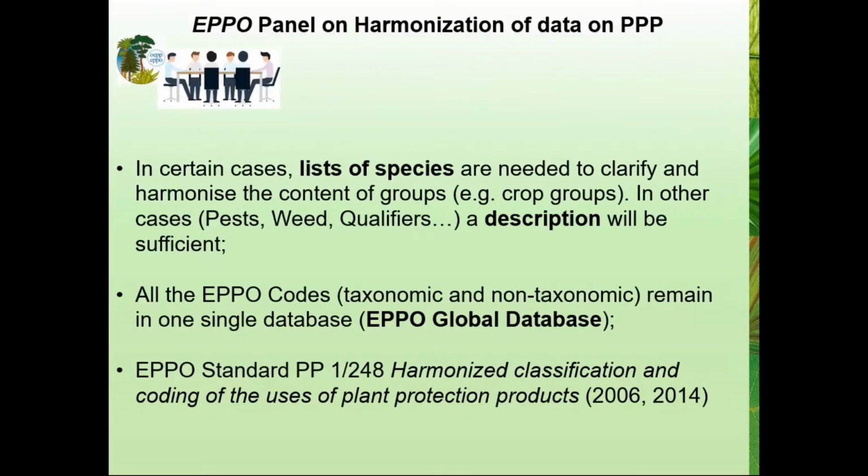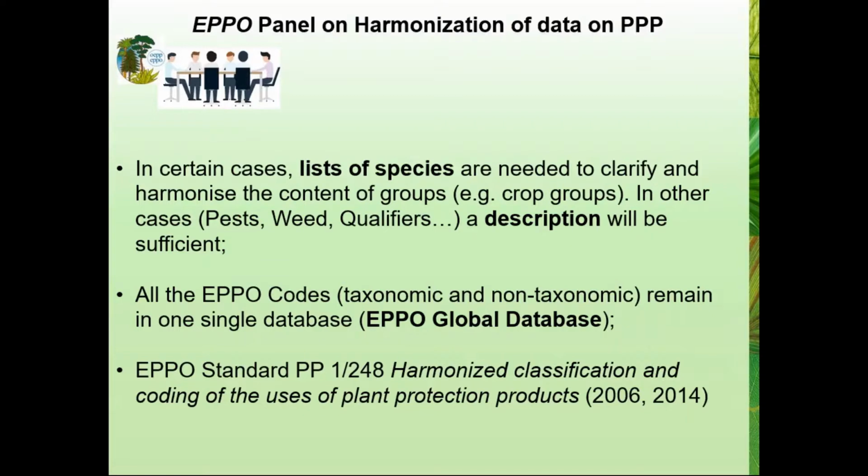When developing the classification, it has been recognized that in some cases, for example for crop groups, but maybe also for pest groups, the list of species is needed to clarify what the content of the different groups is. Whereas in other cases, for example when it comes to weeds or other kinds of qualifiers, a simple description or definition will be sufficient. As we know, all the EPPO codes, including the non-taxonomic codes developed in the classification, are stored in a single place, which is the EPPO Global Database. I think this is clear.